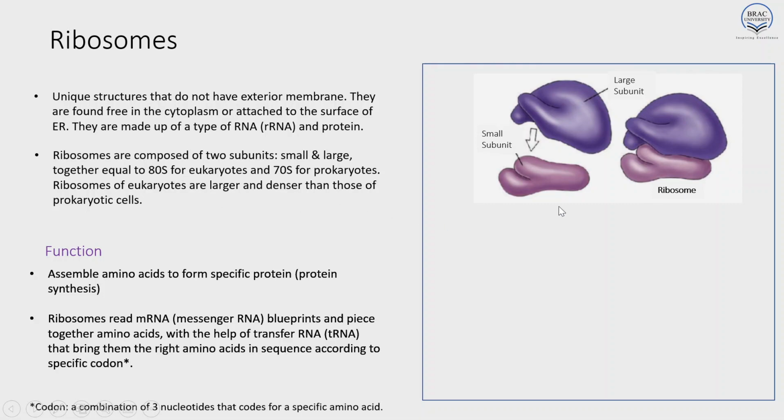And those two subunits of eukaryotic cells together form an 80S ribosome, and the prokaryotes form 70S ribosomes. And the ribosomes of the eukaryotic cells are larger and denser than those of the prokaryotic cells.